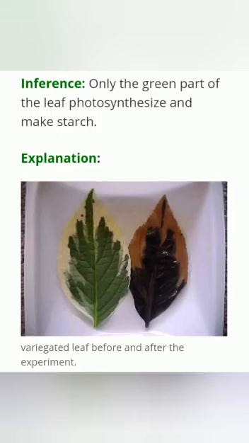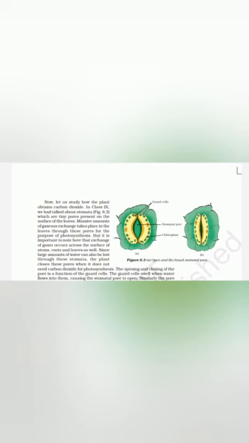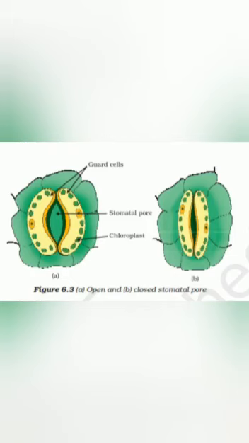Now let us study the structure of stomata and how plants obtain carbon dioxide. You know that carbon dioxide is taken up by the plants and they release oxygen. It can also be shown by an activity. So what are stomata? Stomata are tiny pores found underneath the surface of the leaf.